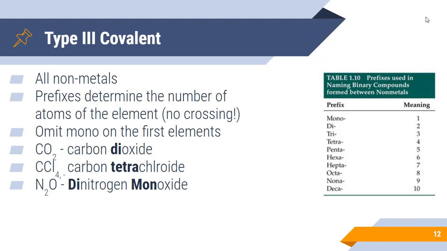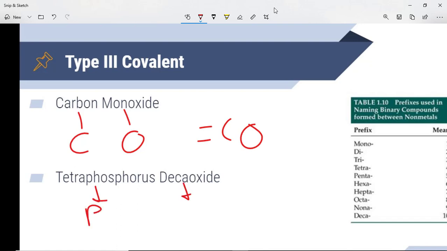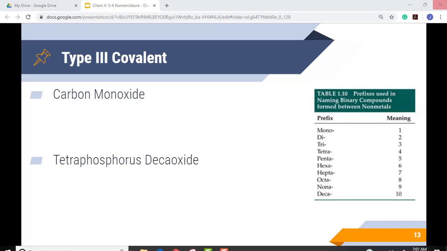CO2 is carbon dioxide. CCl4, carbon tetrachloride. N2O, dinitrogen monoxide. So type 3 covalent, we're looking here. Carbon, C, mono means 1, so CO, so our formula is CO. Tetraphosphorus decaoxide, phosphorus P, tetra is 4, decaoxide O, 10. Straightforward. Again, no problems here.